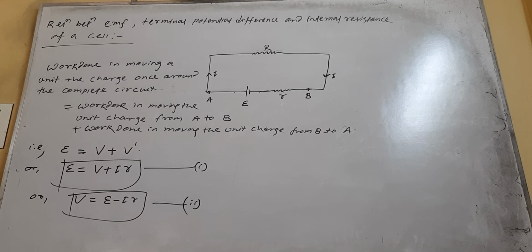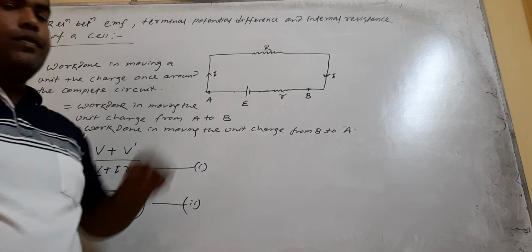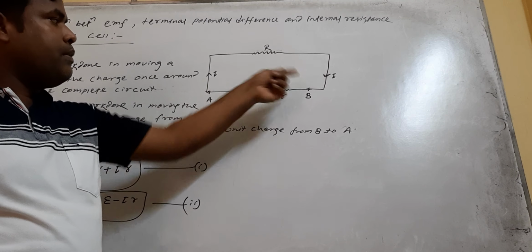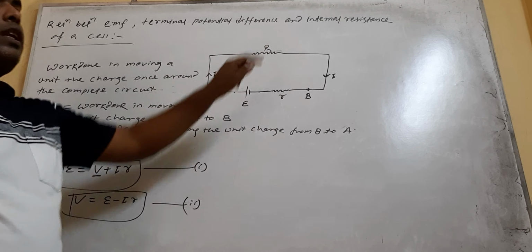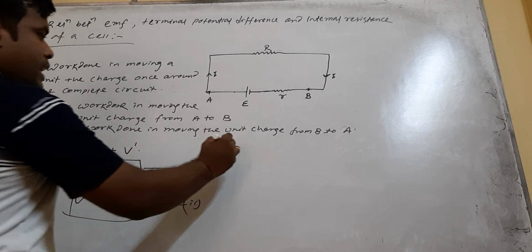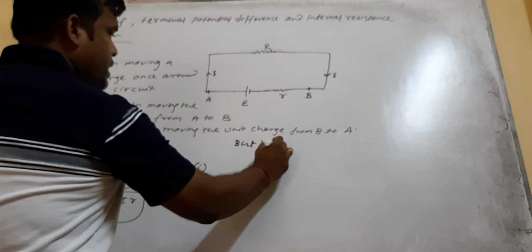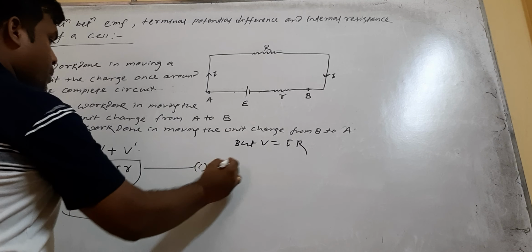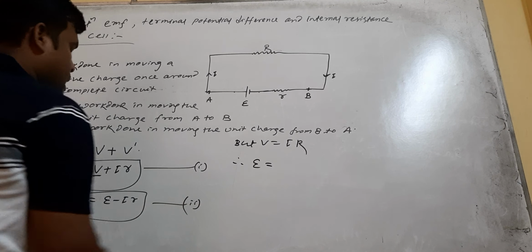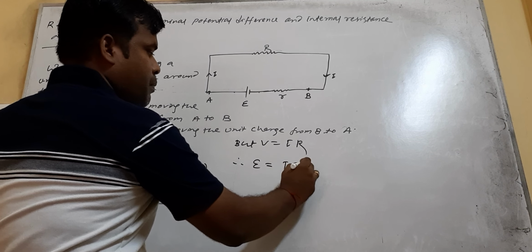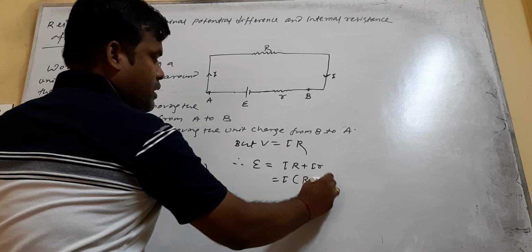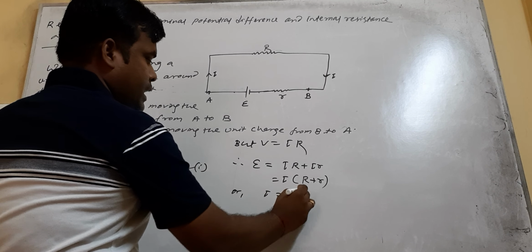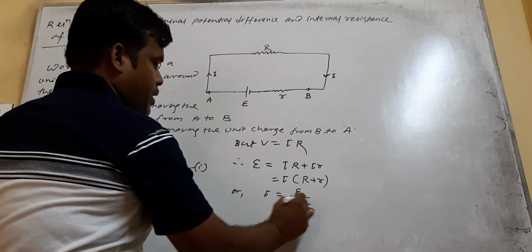So now what is V? You see, from A to B, work done in moving unit positive charge, that means the potential drop in external resistance. So you can write V is equal to IR. So from equation 1, you can write E = IR plus Ir, that is equal to I into (R plus r), or I you can write as E divided by (R plus r).